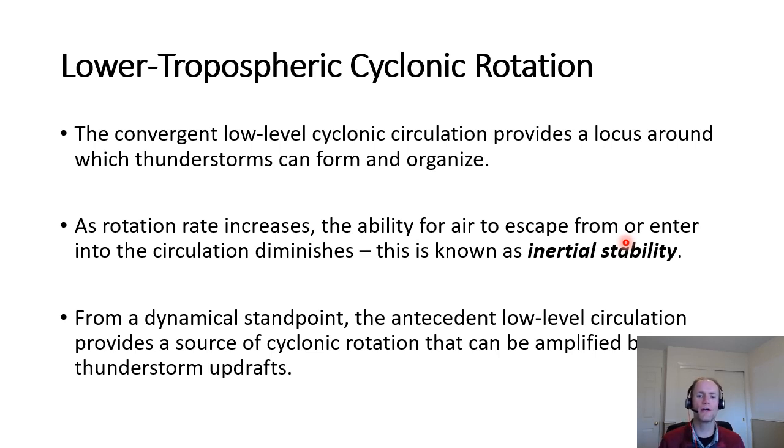Finally, from a dynamical standpoint, that low-level cyclonic circulation has an initial amount of rotation or vorticity associated with it. If we have a thunderstorm embedded within that area of rotation, there's a strong updraft, vertical motion associated with that thunderstorm. And it can take that larger scale vorticity or that larger scale rotation and stretch it out and amplify it in so doing. So I always like to use a figure skater analogy here.